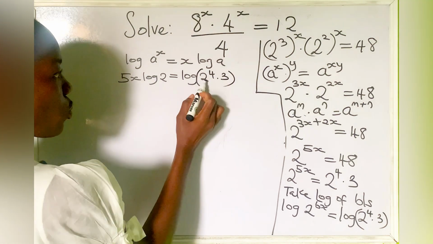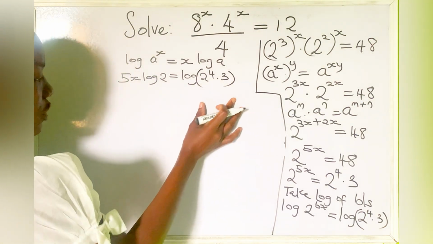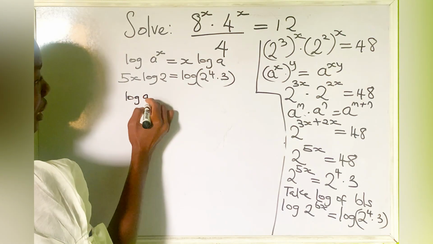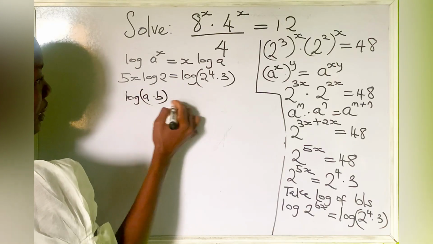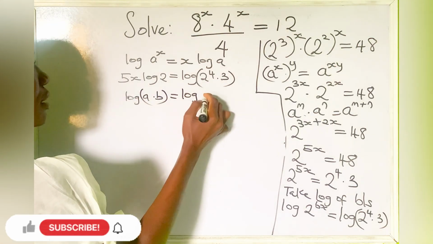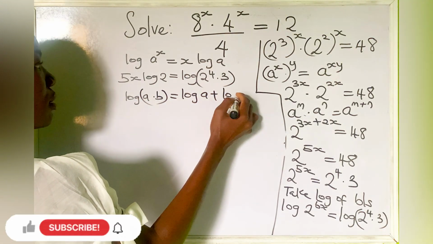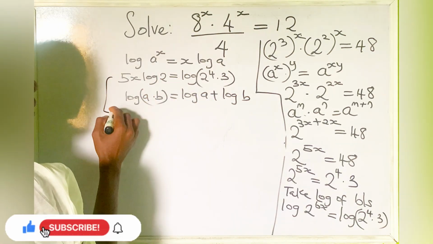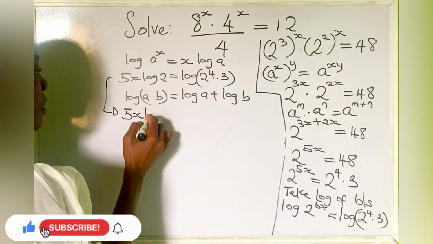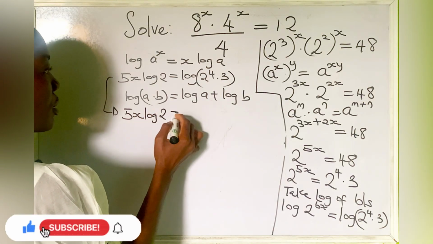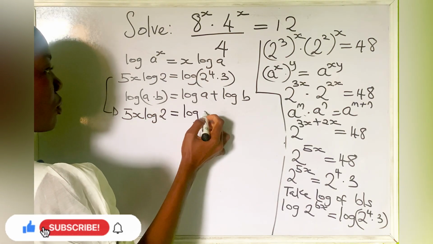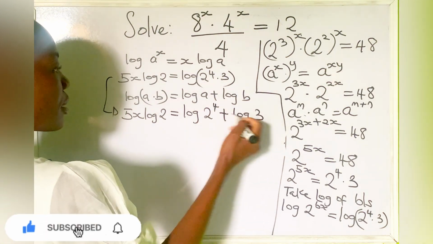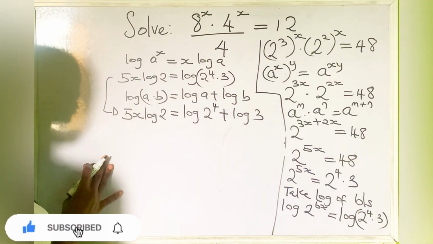Now, we are having a multiplication here. We're going to introduce another logarithm rule: when you have log A multiplied by B, it is the same thing as saying log A plus log B. So now 5x log 2 is equal to log 2 to the power of 4 plus log 3. Okay, now we are going to continue.